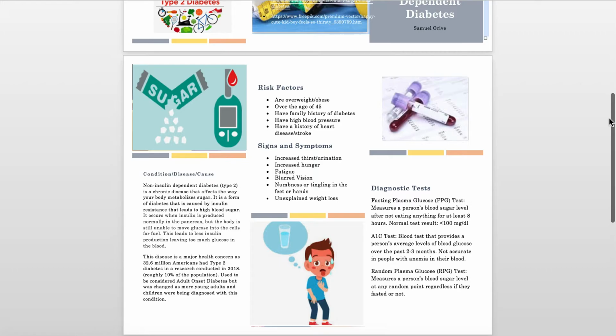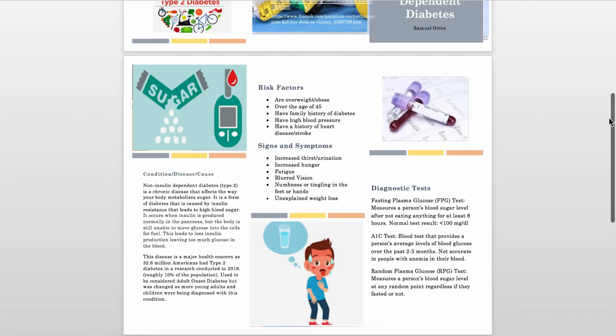Some risk factors that put you at risk for type 2 diabetes are being overweight or obese, being over the age of 45, having a family history of diabetes, having high blood pressure, and having a history of heart disease and stroke. All these are major risk factors for this disease. Some signs and symptoms to watch out for are increased thirst and urination, increased hunger, fatigue, blurred vision, numbness or tingling in the feet or hands, and unexplained weight loss.